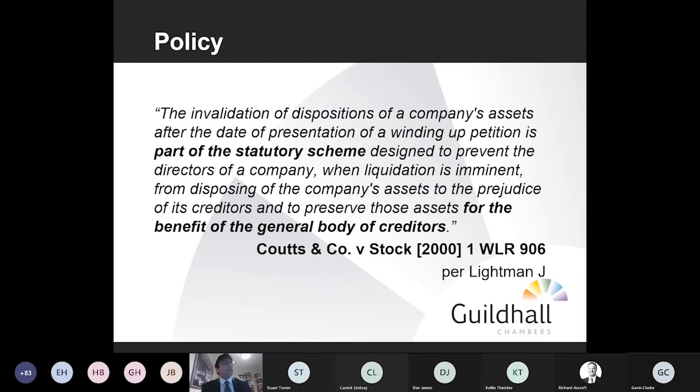And the whole underpinning purpose behind the section is allied to two core principles of insolvency law, with which I'm sure everyone will be familiar. The first is the anti-deprivation principle, that's the idea that the company's assets should be available for its creditors as at the date of liquidation. And the second is the pari passu principle, that's to say that creditors in a liquidation should be treated on an equal basis.